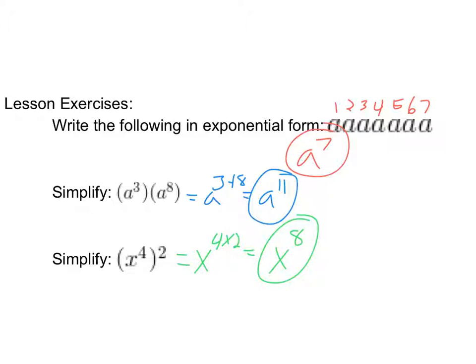For the last one, I've got x to the 4th squared. Since I'm raising an exponent to a different power, I multiply those two exponents together. So I do 4 times 2, giving me 8. My answer would be x to the 8th power.